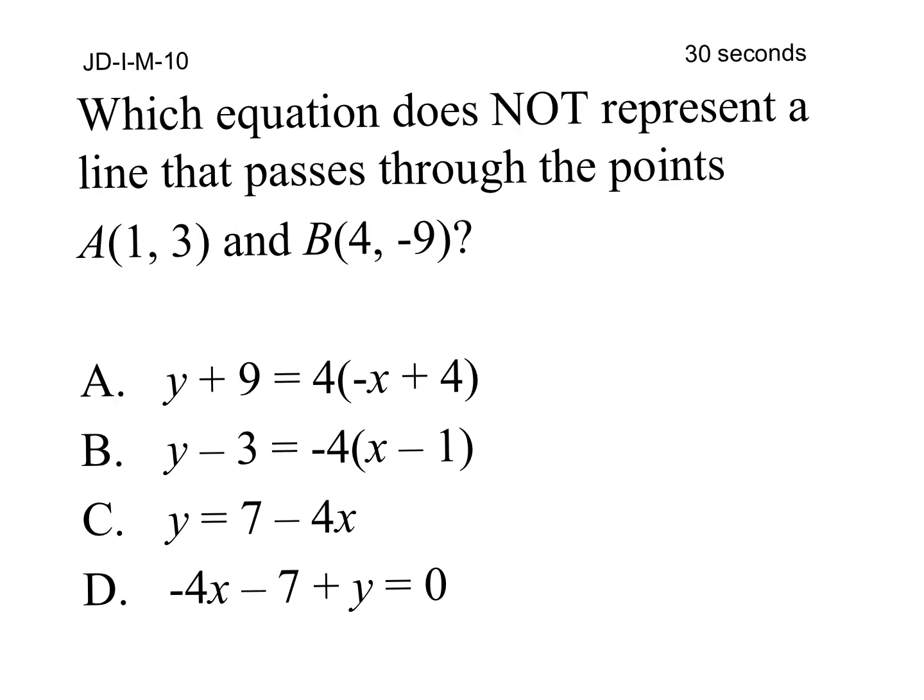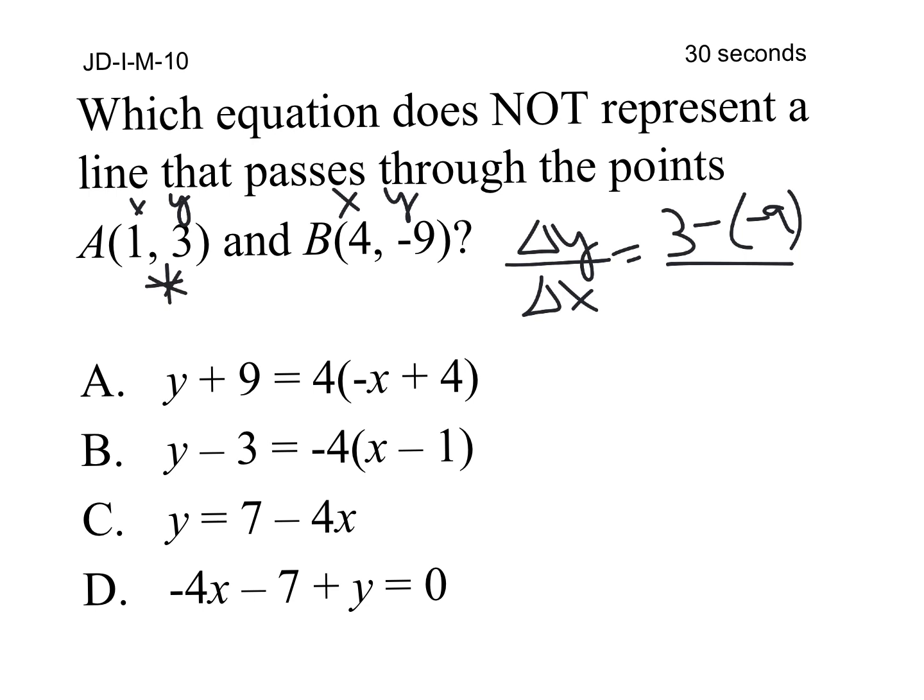Number 10, which equation does not represent a line that passes through the points 1, 3 and 4, negative 9? We would want to find our slope. So change in y over change in x. Let's say we do 3 minus negative 9, keep the same order, 1 minus 4. If you add the opposite, 3 plus 9 is 12. 1 plus negative 4 would be negative 3. And 12 divided by negative 3 is negative 4. So the slope is negative 4.